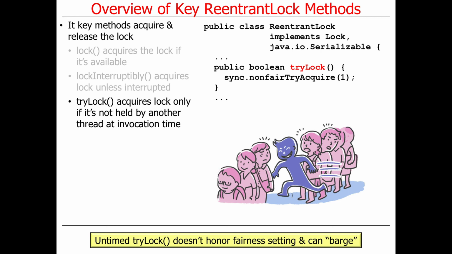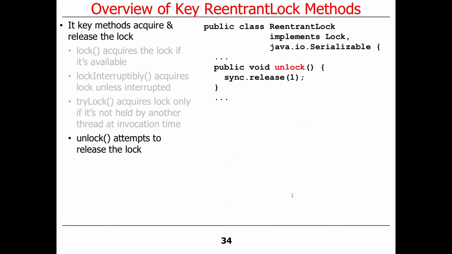tryLock tries to acquire a lock only if it's not already held. So if it's not held, it'll get it right away and return. If it is already held by some other thread, then tryLock will return false. And oddly enough, irrespective of the policy as to whether it's fair or non-fair, tryLock, if you do the untimed version, does not honor the fairness setting. So it can barge ahead of other things, which is more about implementation efficiency than semantic consistency.